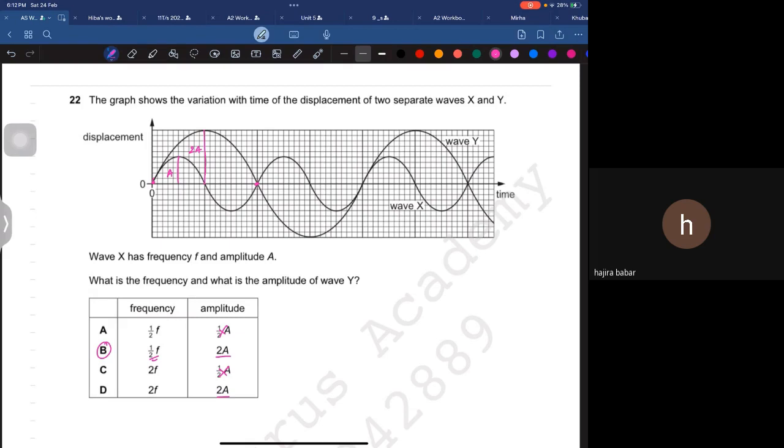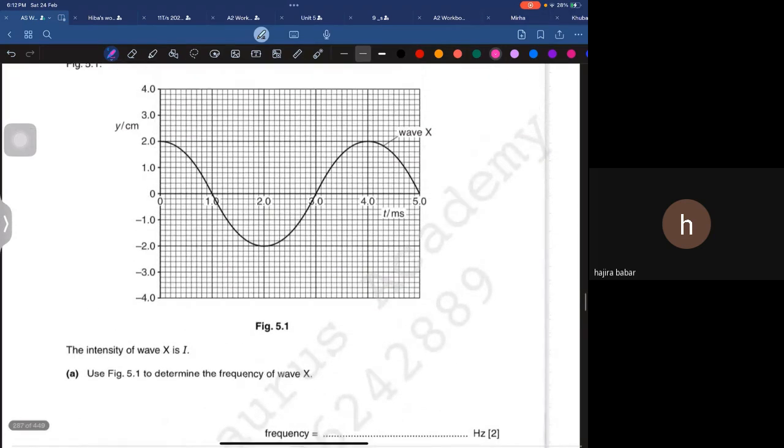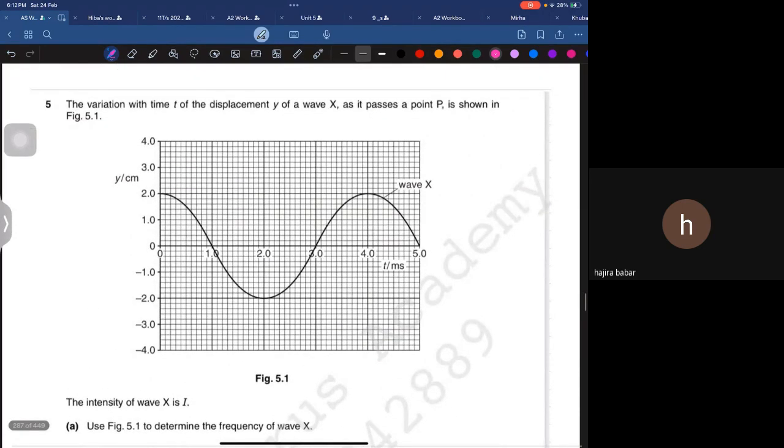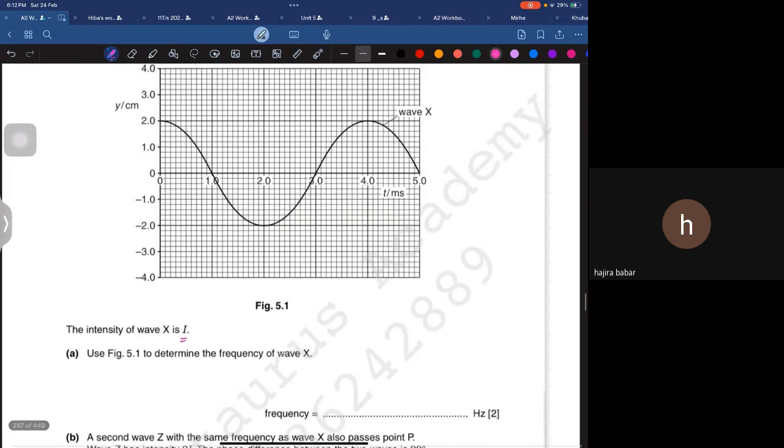All right, kids, this was the easy part. Now let's go to the next. This is the kind of question Asma was asking me, about when we have to draw a wave. They have said that there is a wave, wave x, passing at a point, and the intensity of wave x is I, as you can see. First of all, we have to determine the frequency. So can you help me out there, please?